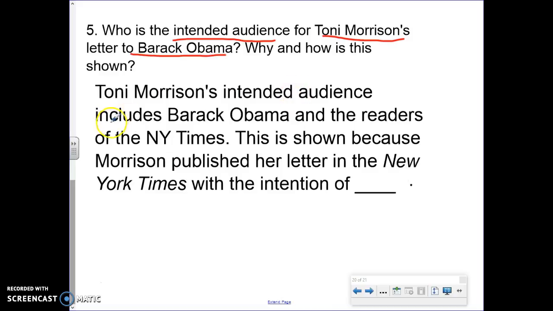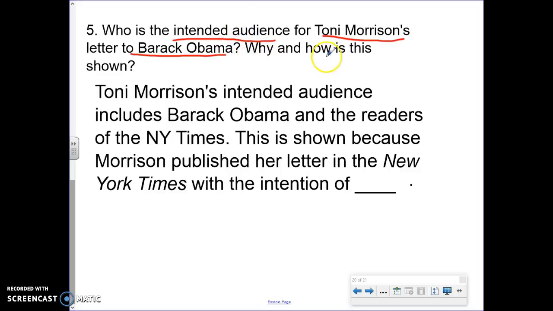Toni Morrison's intended audience includes, so here, yes, I'm referring back to the question, so I give the author, I refer to the question because the question is this idea of intended audience. Okay, and then I'm going to list the two. Includes Barack Obama and the readers of the New York Times. I would spell this out. I just did this because I was typing quickly. So that answers the first part.